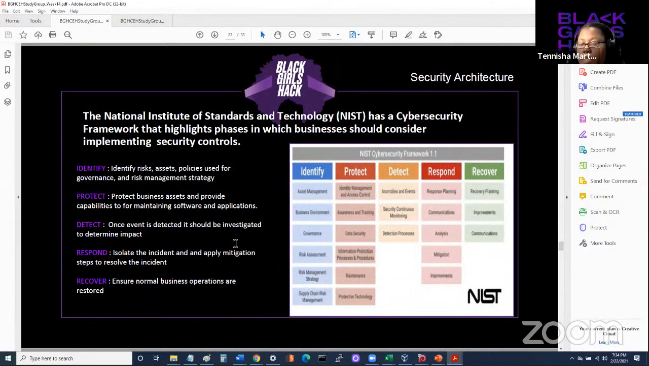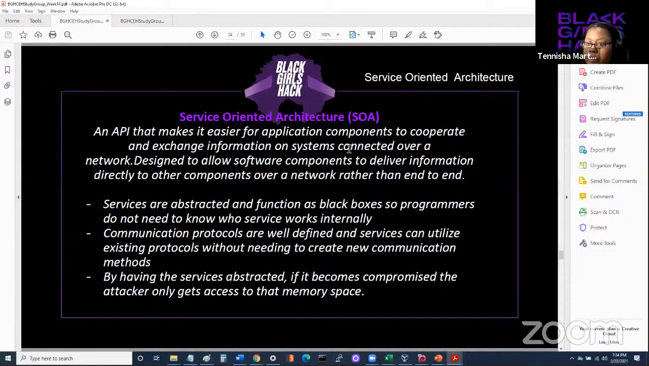There is also NIST, which is the National Institute of Standards and Technology. It also has a cybersecurity framework that highlights the phases in which businesses should consider implementing security controls. So they do this based on 5 areas, which are identify, protect, detect, respond, and recover. NIST also has a pretty cool cybersecurity workforce framework that you should use if you need to update your resume.